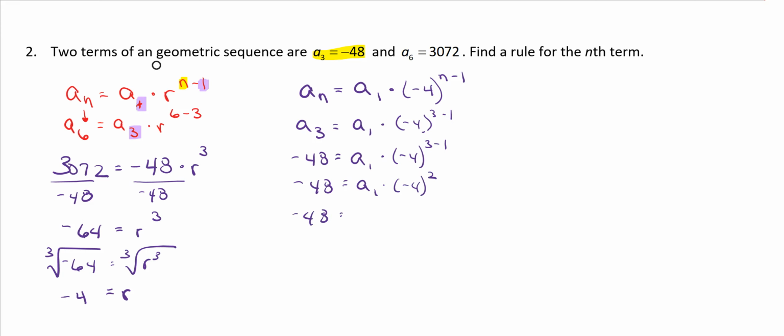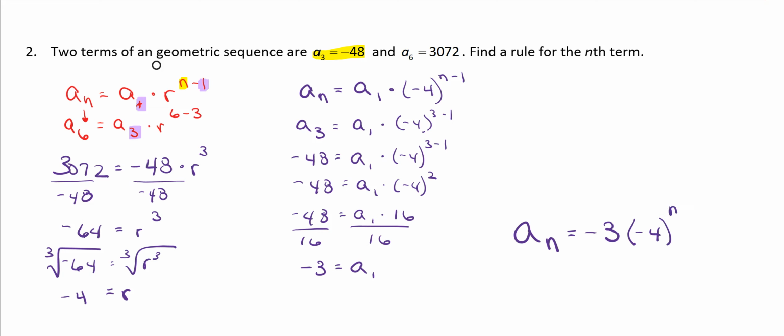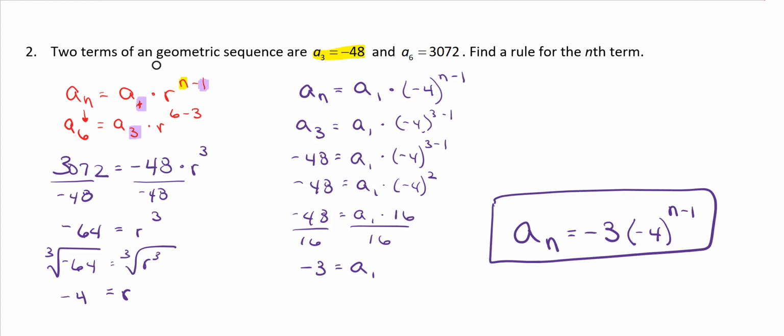So negative 4 squared, of course, is 16. So when we divide by 16, negative 48 divided by 16 is negative 3. So a sub 1 equals negative 3, which means our formula would be a sub n equals negative 3 times our ratio negative 4 to the n minus 1. So we found both pieces that we needed to write our equation for the nth term.